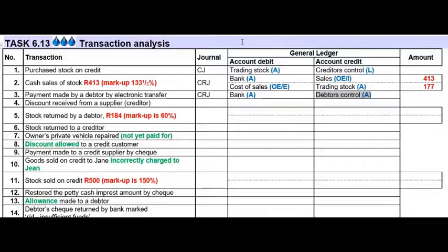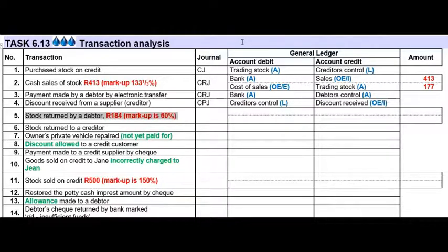If we receive discount from a supplier, then this is very vague because usually if we receive discount from a supplier, it would be included in a transaction where we've made a payment. Okay, so this will go to the CPJ. The account that will be debited is creditors control because we now owe less because of this discount. And then the account that will be credited is discount received, which is an owner's equity income account.